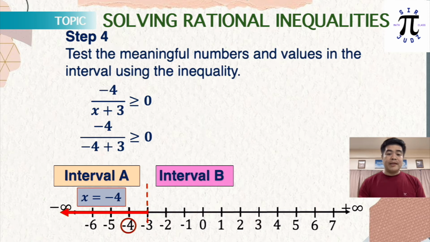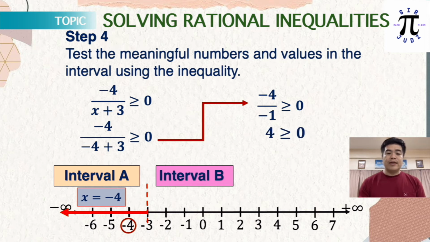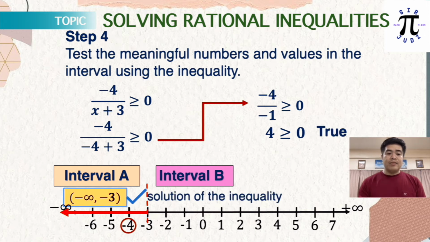So, ang gagawin mo, papalitan mo ng negative 4 ang x mo. So, solving it, you have negative 4 over negative 4 plus 3 is negative 1. It's greater than or equal to 0. Simplifying it, negative 4 over negative 1 is equal to 4. So your inequality is 4 is greater than or equal to 0. So since 4 is greater than or equal to 0, we can say that the inequality is true. Thus, the interval A can be the solution of your inequality.